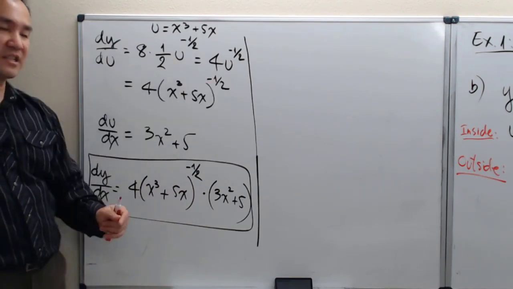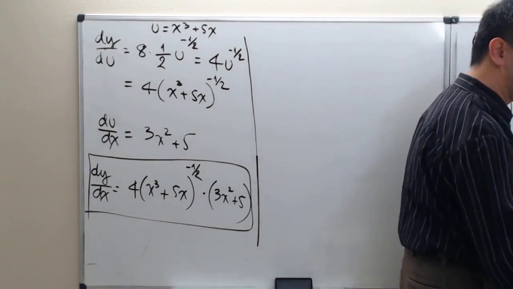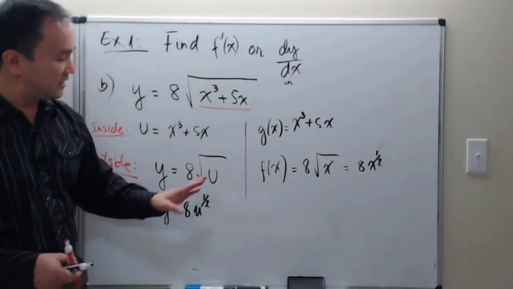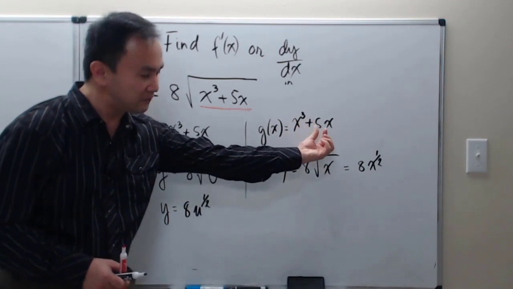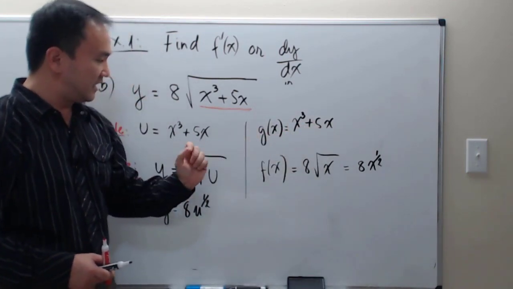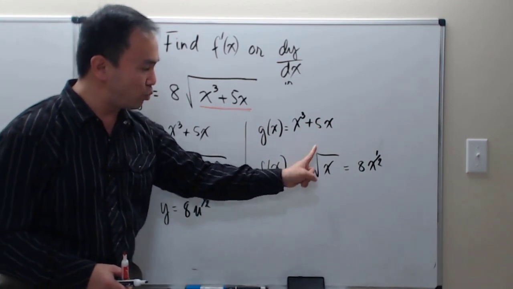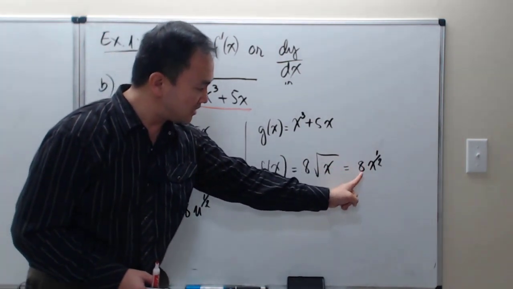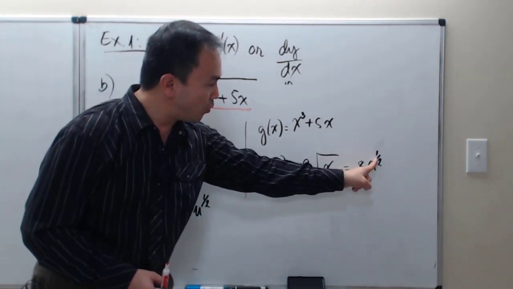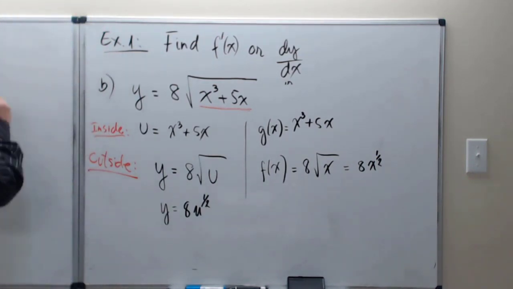Let's look into the other style. Same problem here, but what if we went with the other style, which is a little more direct? Here, our inside function is regarded as the function x cubed plus 5x, as g of x. And then I see my outside function can be regarded as 8 times square root of x, and eventually being turned into 8 times x to the 1/2 power. Okay?